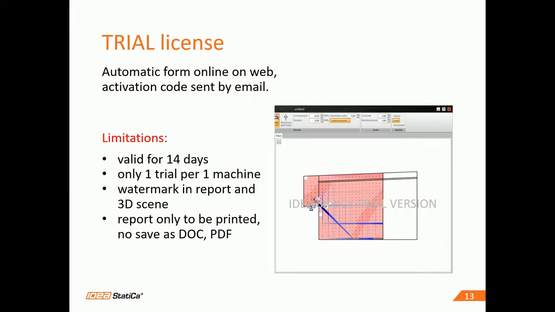As you see, there are some limitations of the trial license. It can work only for 14 days. It's not possible to activate another activation key of the trial on the same computer. And there are some watermarks in the report and 3D scene. You can in fact only print the report from the trial version. You cannot export it into the Microsoft Word file as Philip showed us.